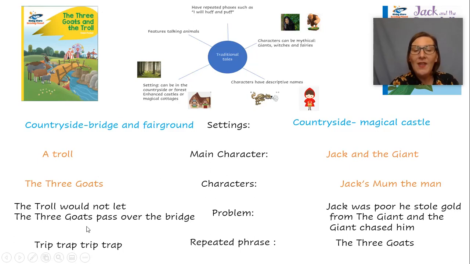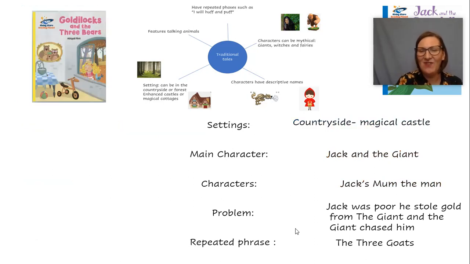Okay. And then the last thing, the repeated phrase. We have trip, trap, trip, trap, trip, trap, and oi, you cannot cross my bridge. Whereas in Jack and the Beanstalk, it was fee, fi, fo, fum. They're different phrases, aren't they? Excellent. Well done.